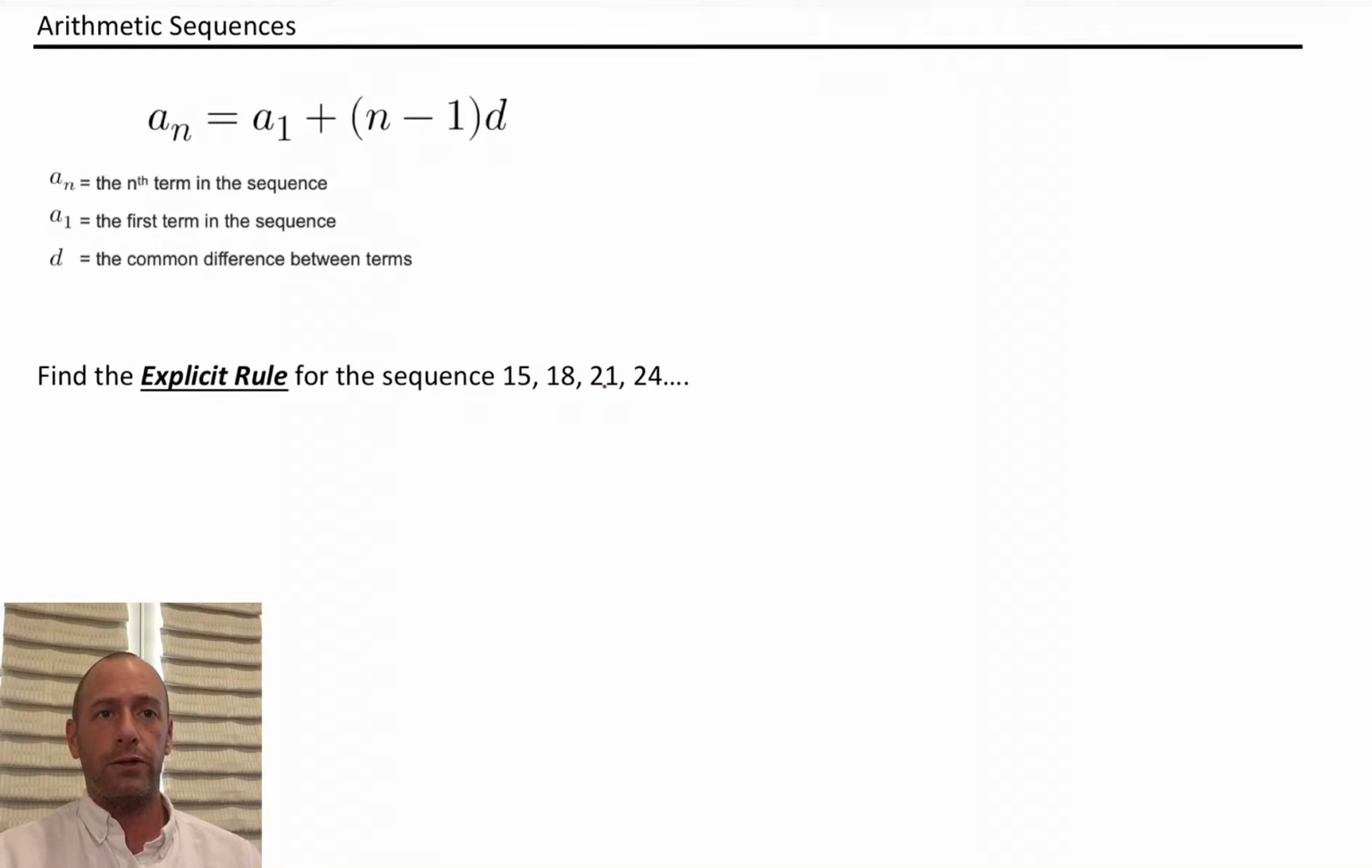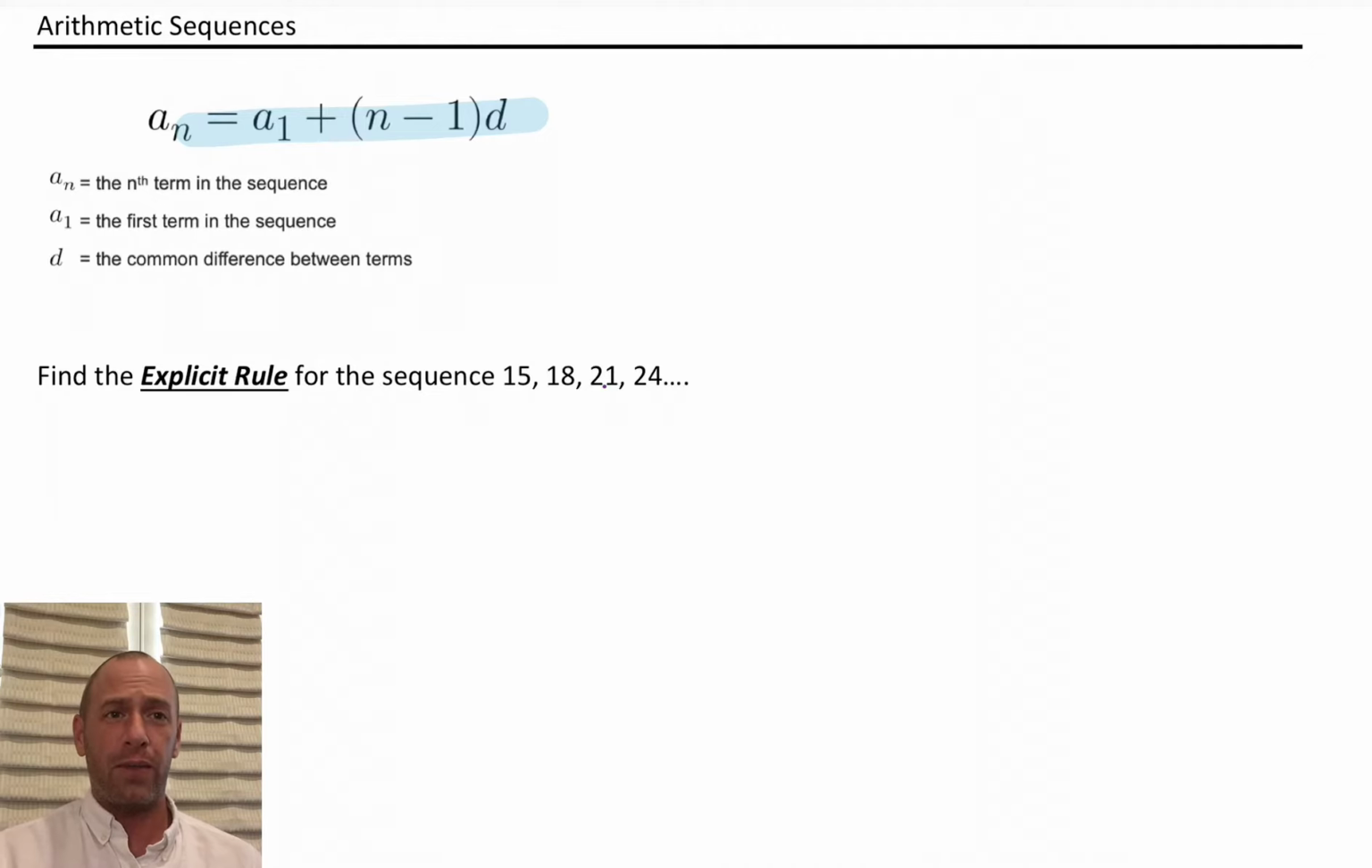Hey, it's Mr. Redstone, and in this video we're talking arithmetic sequences. If you Google this topic, this formula in blue is going to be your first hit. And there's nothing wrong with this formula. It works, but I'm not the biggest fan of it.